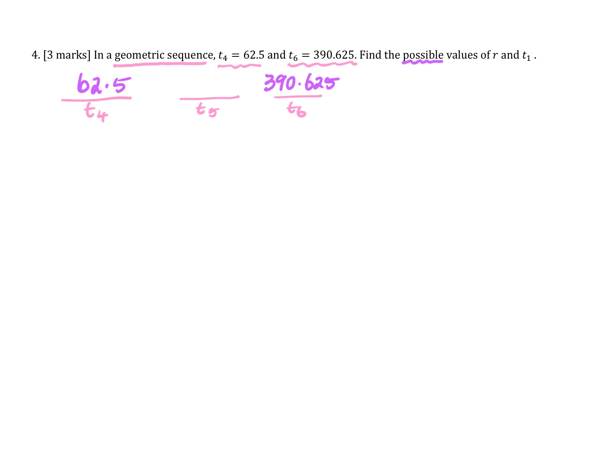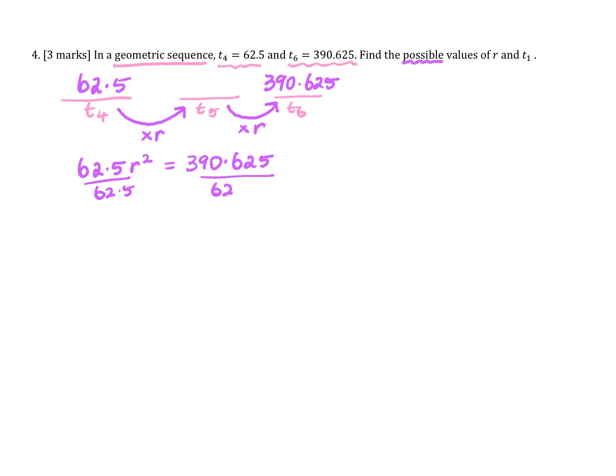Now, how do I go in a geometric sequence from one term to the next? I'm multiplying by r. And then I'm multiplying by r here again. So I get myself a little equation. 62.5 times r, so it's going to be times r squared, is equal to 390.625. Divide both sides by 62.5. And I get r squared is equal to 6.25.